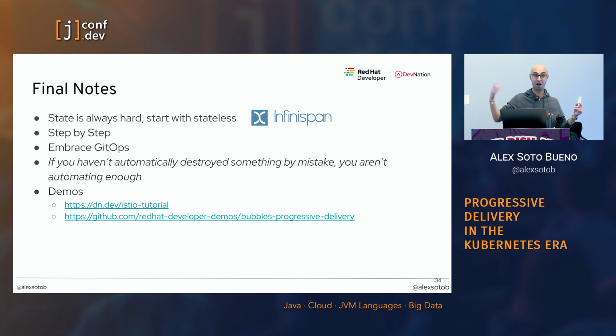Embrace GitOps. All the things that I've shown you here is just about YAML files. So I recommend that you adopt GitOps and make everything easy to apply, but also easy to revert. So if you want to go to the last version, just do a git revert and everything goes to the previous state. And I really like this quote, that if you haven't automatically destroyed something by mistake, you aren't automating enough, right? This is something that happened to me. When you are testing in production, it's like, oh yeah, maybe I screwed something. Okay, let's see what's going on.